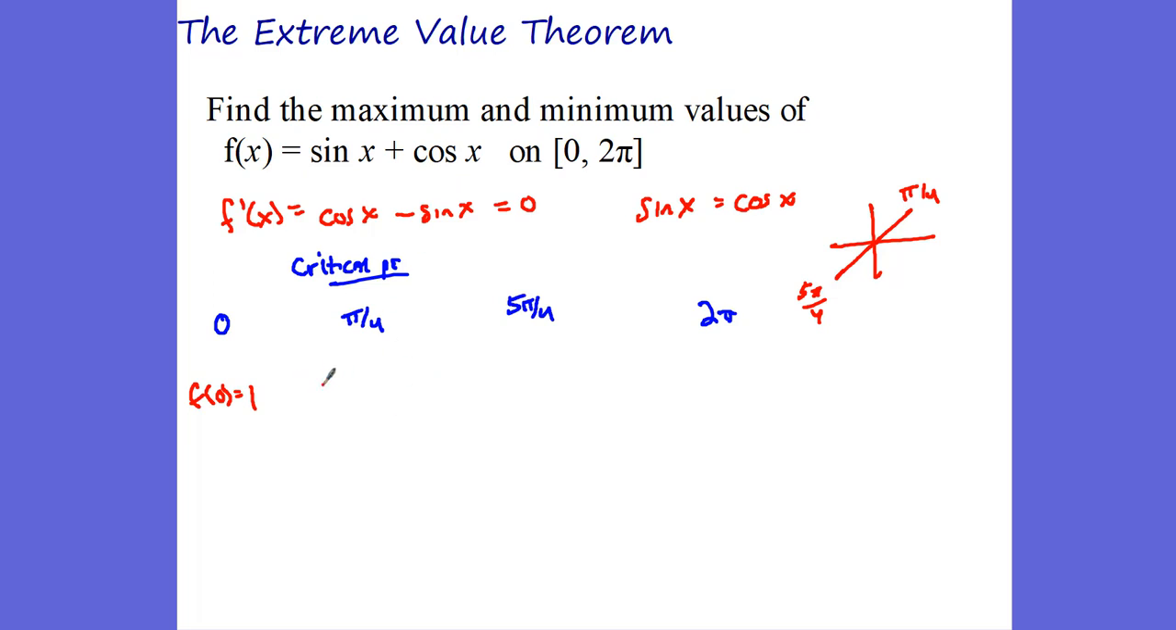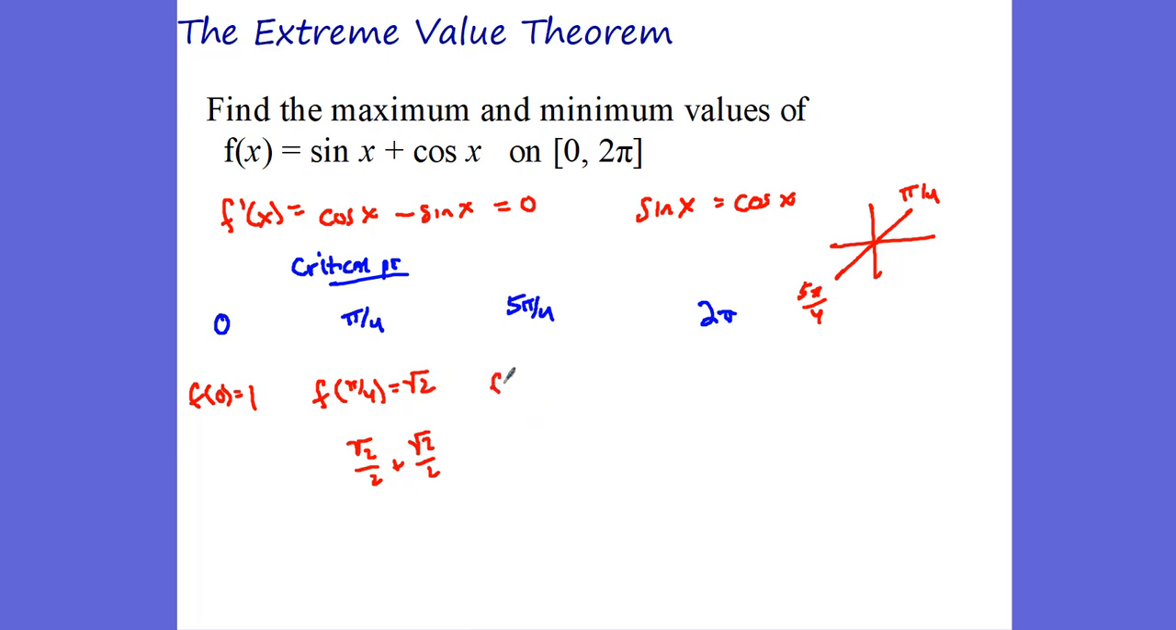So when we plug in f of pi over 4, we're going to plug that into my original function. So sine of pi over 4 is root 2 over 2, plus cosine of pi over 4 is root 2 over 2. So what's root 2 over 2 plus root 2 over 2? That is square root of 2.